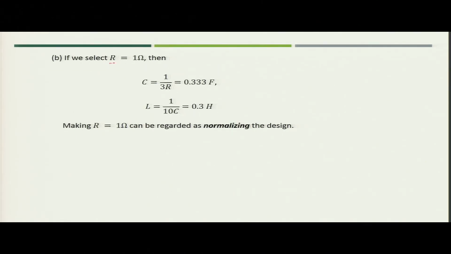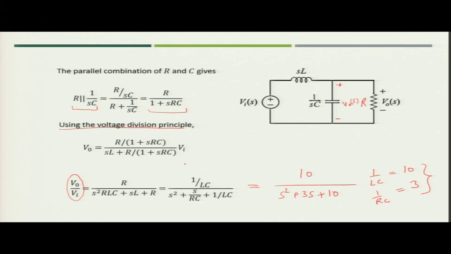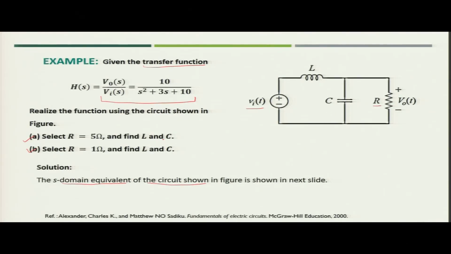Now, when you have R is equal to 1 ohm, then C will be 0.333 farad and L is equal to 0.3 Henry. Making R is equal to 1 ohm is generally said to be normalizing the design, because you are fixing R as 1 ohm, which means you are normalizing the design of the circuit. So, with this you can find out the value of unknowns, that is L and C, but you have to fix at least one component. In this case we fixed the value of resistance R.